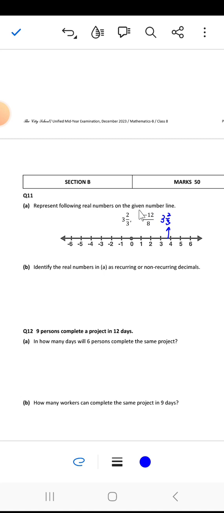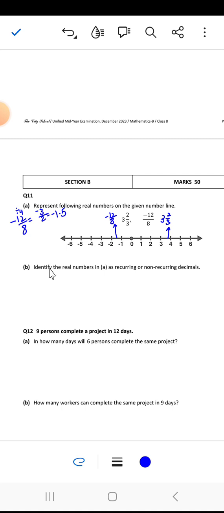Now the second number is minus 12 by 8. To have an idea where this number will go: minus 12 by 8 is not in the simplest form. If I divide by 4, it is minus 3 by 2, which is basically minus 1.5. So minus 1.5 will be between minus 1 and minus 2. So here it is, minus 12 by 8. If I locate these two real numbers on the number line, I will get 2 marks.